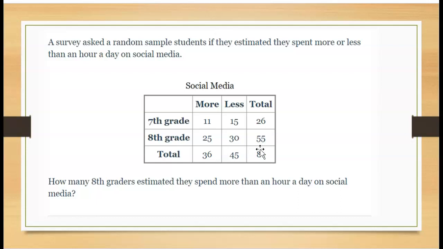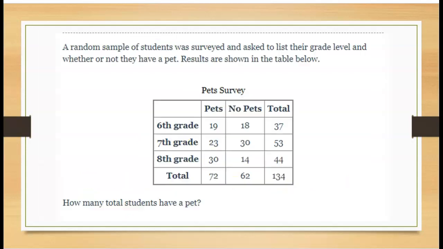Okay, so you can be given many different questions for these tables, and you're looking to answer them. For example, how many 8th graders estimated they spent more than an hour a day on social media? What we're looking at here are the 8th graders that spent more than an hour a day. So we're finding 8th graders and the more column. So we know that our answer would be 25. So you specifically just look for the pieces of information that you're being asked to identify. Let's look at another one.